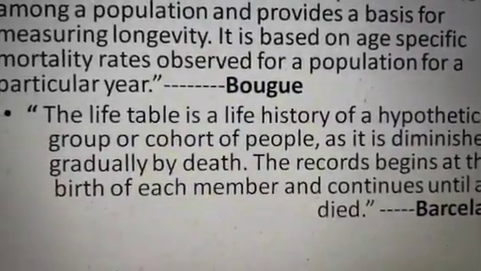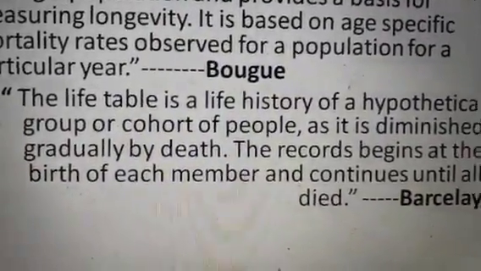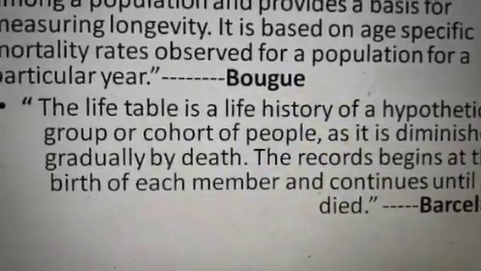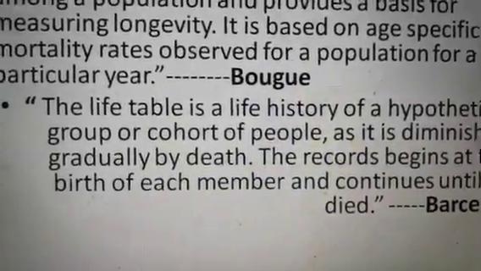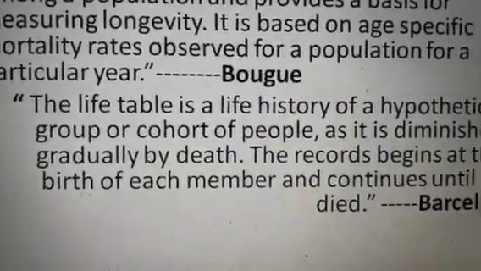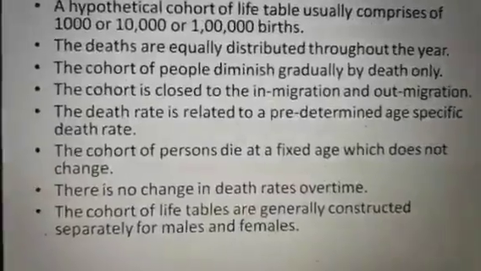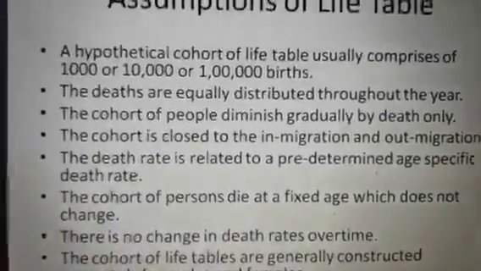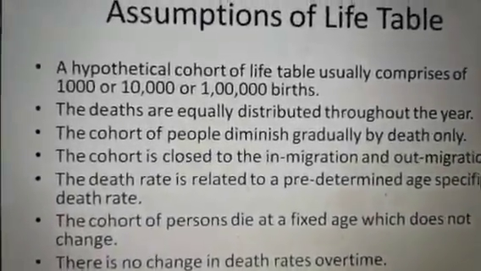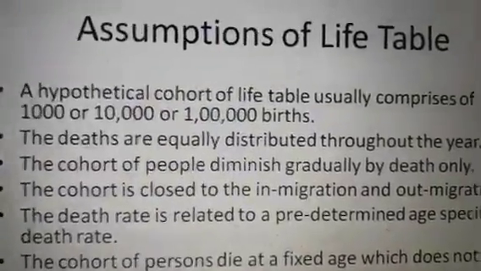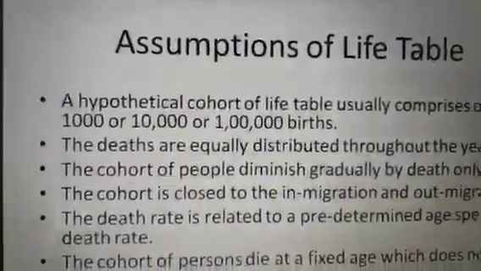But due to aging, our life gradually diminishes and gradually moves towards death. So this is how Bogue and Berkeley used to say. And then, students, there are certain assumptions regarding the preparation of the life table.